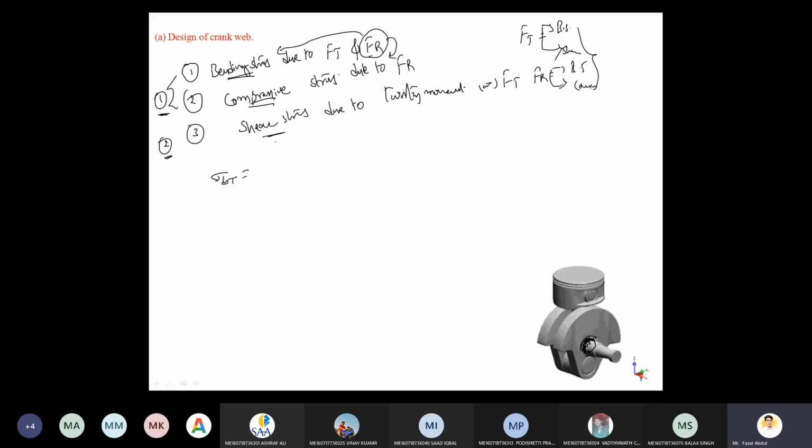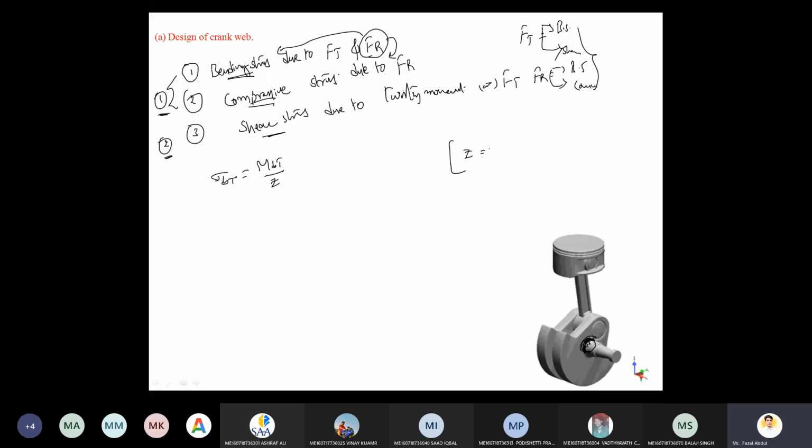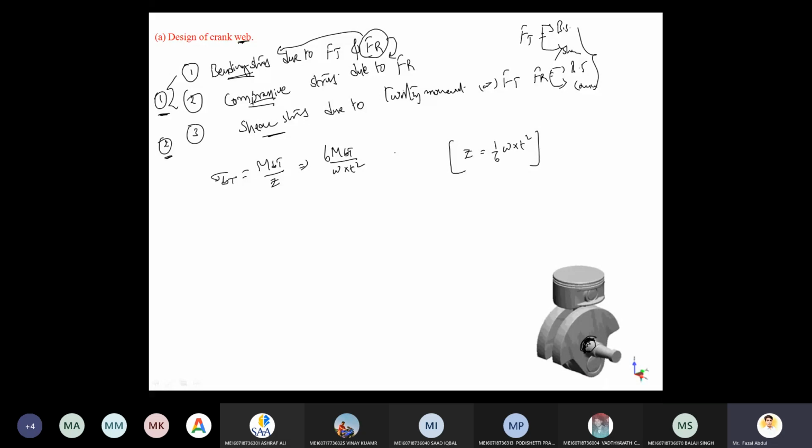So what is the basic equation? Bending moment due to tangential force by section modulus. What is the section modulus? Blindly remember, in the crank case, for the web portion, the section modulus is 1 by 6 into W into T square. W is the width of the web, T is the thickness of the web. Bending stress due to tangential force is 6 MBT by W into T square. So this is the first equation.